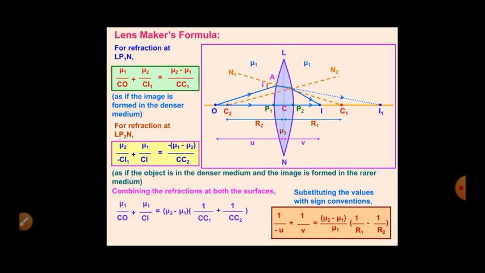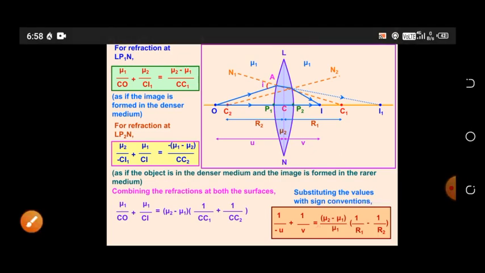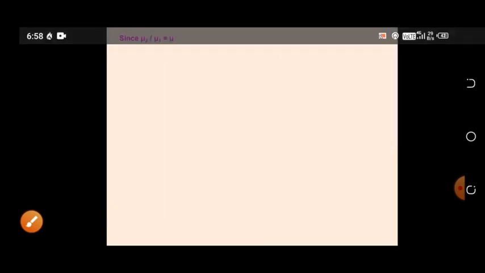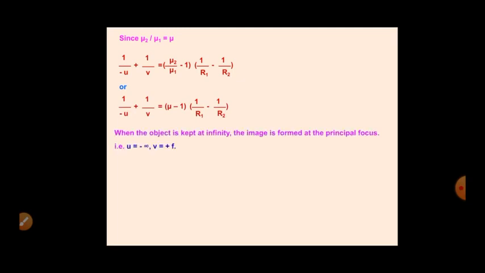Here in the equation, mu 1 is taken as common and we have divided by mu 1. Next, if we put in the values of R1 and R2, we obtain the final value. Again you can rearrange the equation and find mu 2 upon mu 1, and that mu 2 upon mu 1 is equal to the relative refractive index mu. So you can write down the whole equation in this form. This equation is finally known as the lens maker formula.